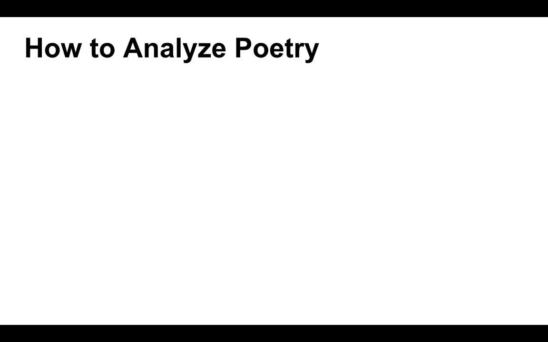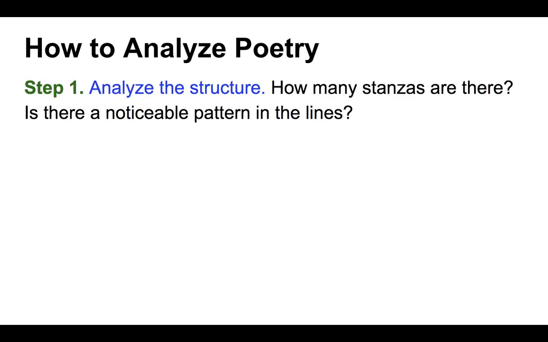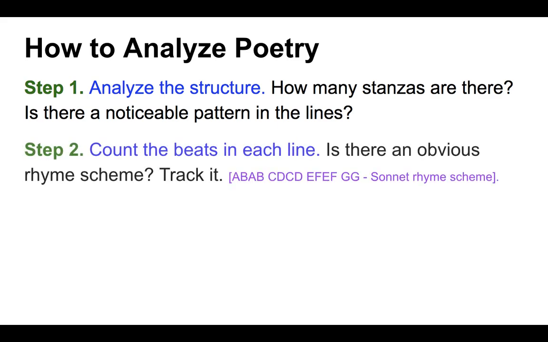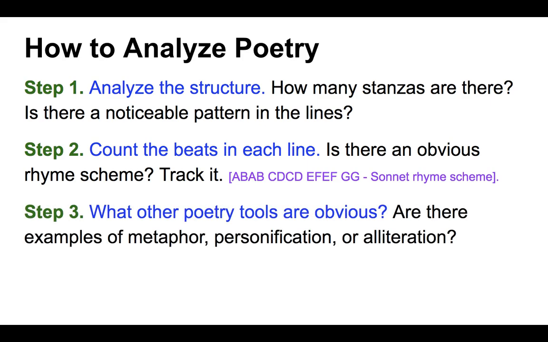Okay, so then let's move on to the next level, which is how we can analyze a poem. So here are some basic steps that I like to apply. Step one, take a look at the structure. How many stanzas are there? Is there a noticeable pattern within the lines? Step two, count the beats of each line. You can actually use your fingers to count the syllables. I'll do an analysis in my next video of a short poem, and you'll actually see me do this or hear me doing this. And ask yourself, is there an obvious rhyme scheme going on, and track it. So I've given you the example here of what the rhyme scheme is for a sonnet, one of the forms that we talked about on our last slide.